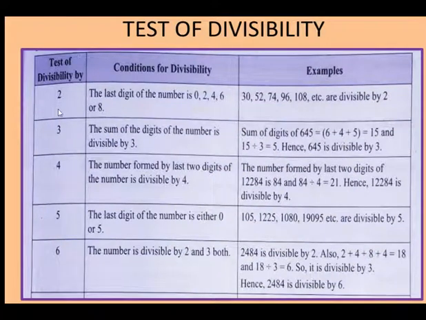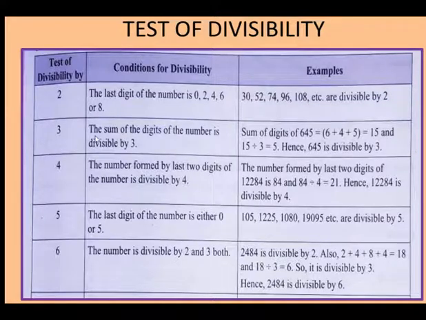Test of 2. The condition: the last digit of a number is 0, 2, 4, 6 or 8. If the last digit, meaning the unit place of the number, is 0, 2, 4, 6 or 8, then it is divisible by 2. For example, here you can see 30, 52, 74, 96, 108. In all these numbers the unit place is 0, 2, 4, 6 or 8. So they are divisible by 2.